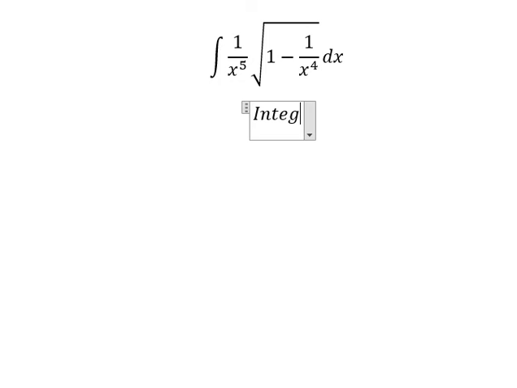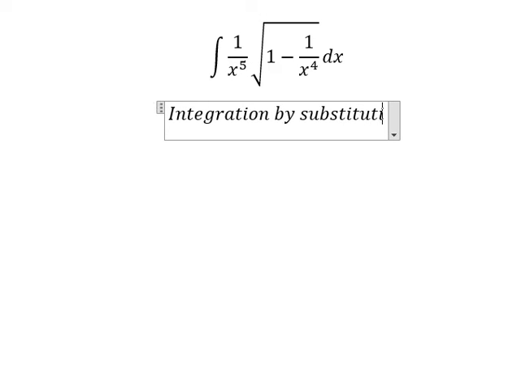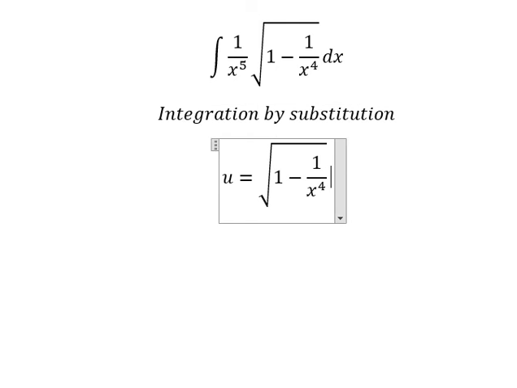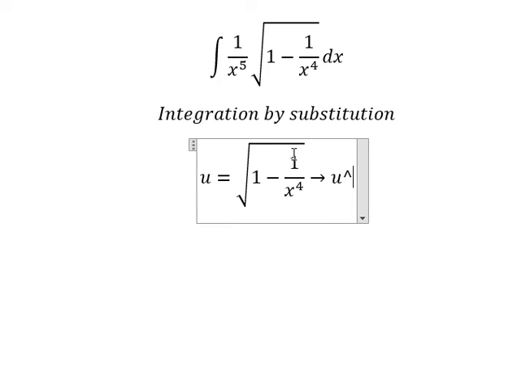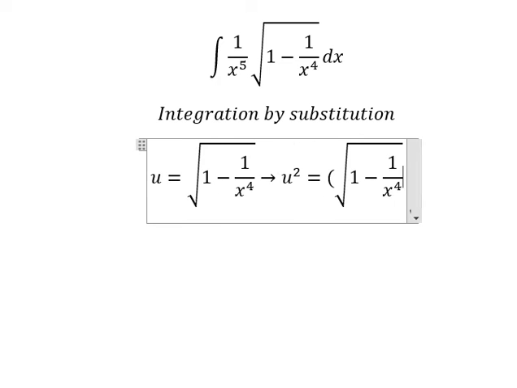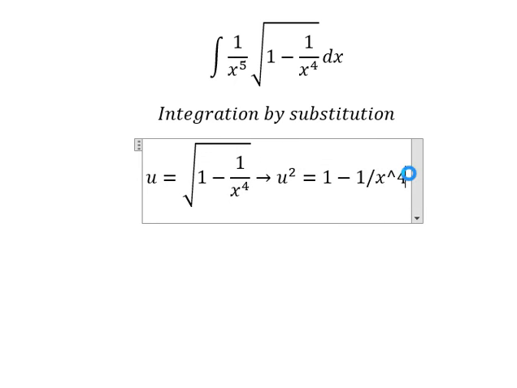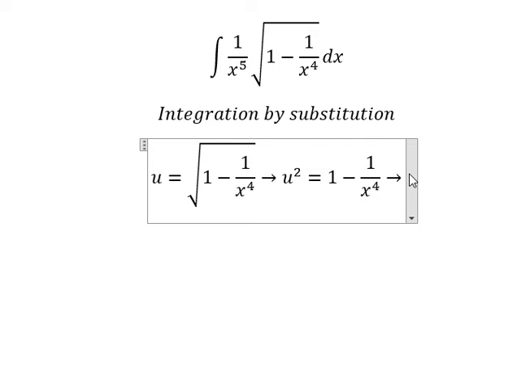We can use integration by substitution. So I will put u equals to this one. Later we put the square for both sides to cancel the square root. Next, we need to do first the derivative for both sides.